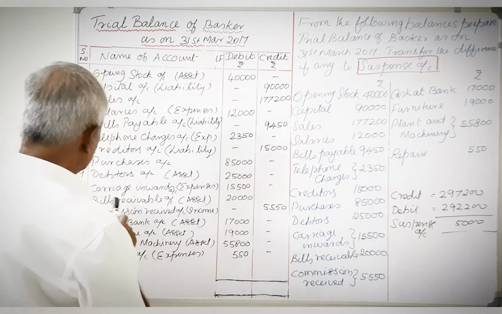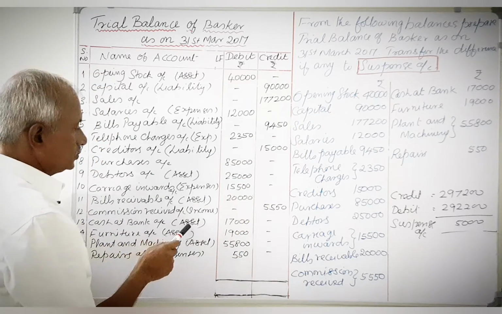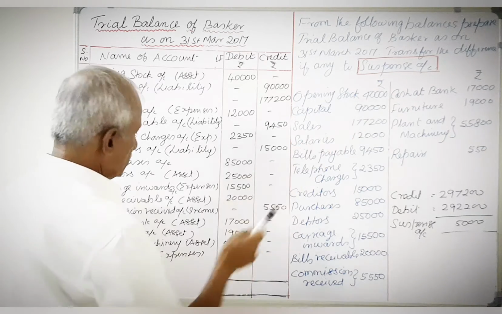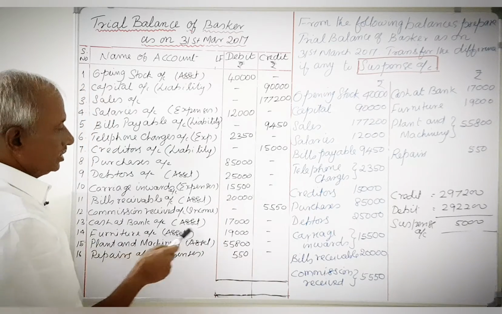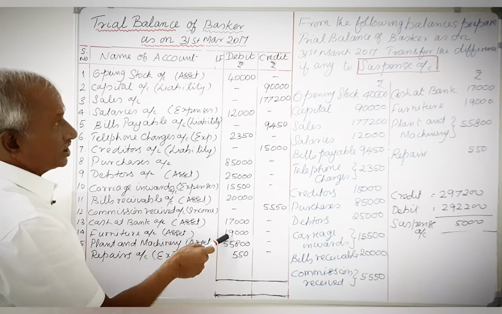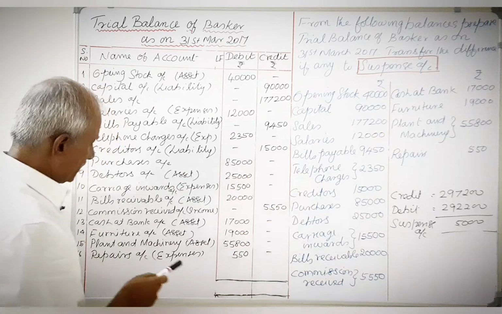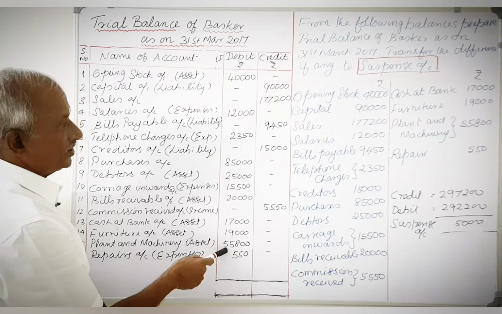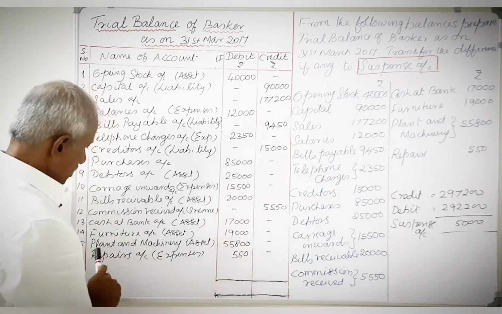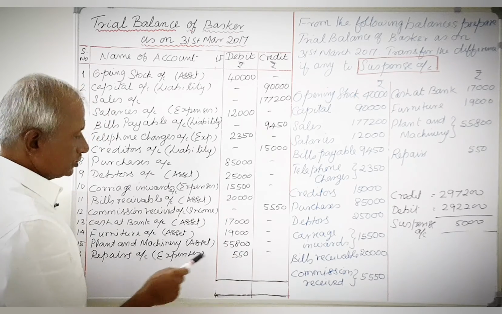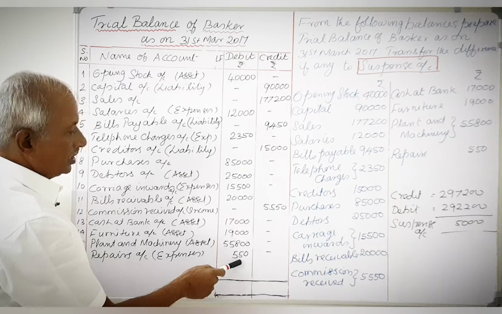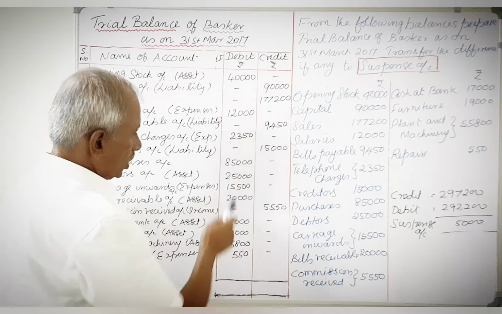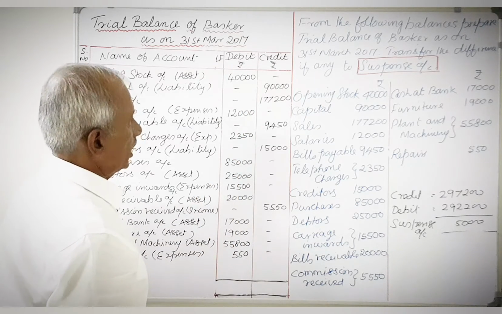Then cash at bank, it's nothing but bank balance. So it's an asset. So debit side of the trial balance 17,000. Then furniture 19,000. Furniture is an asset. So debit side of the trial balance 19,000. Plant and machinery 55,800. Plant and machinery is an asset. So debit side of trial balance 55,800. Repairs 550. Repairs is an expense. So it is shown on the debit side of the trial balance 550. Now let us find out the total of the debit side and credit side of the trial balance.